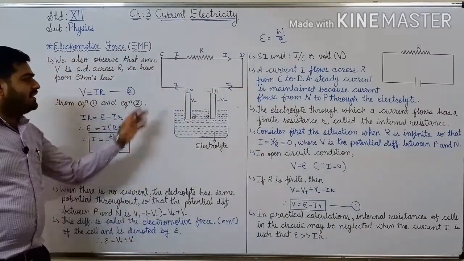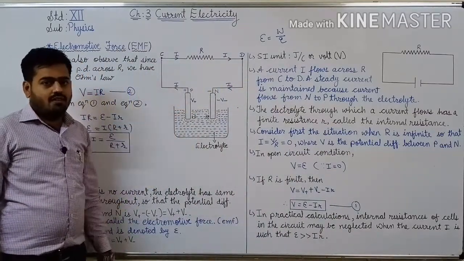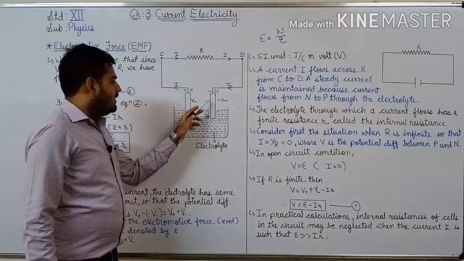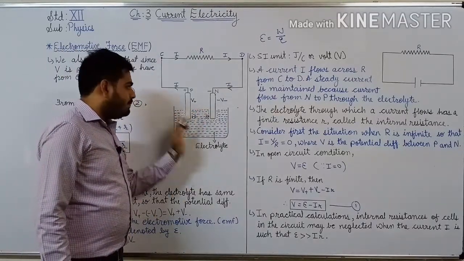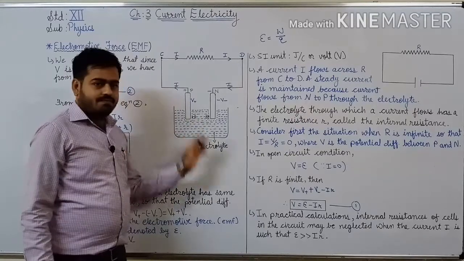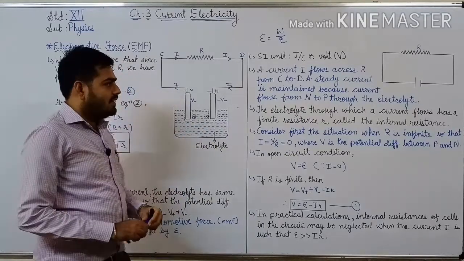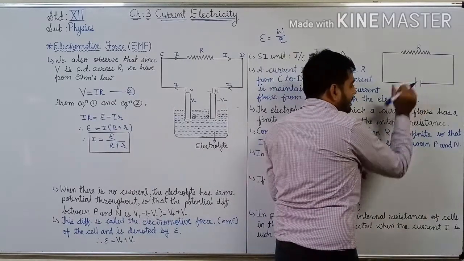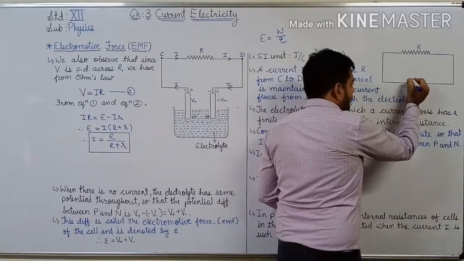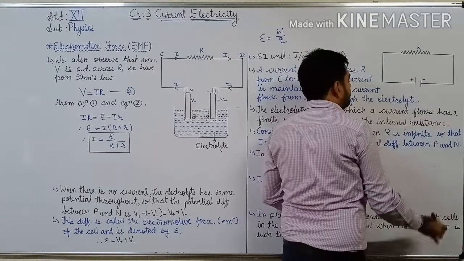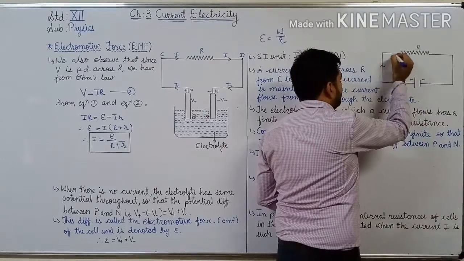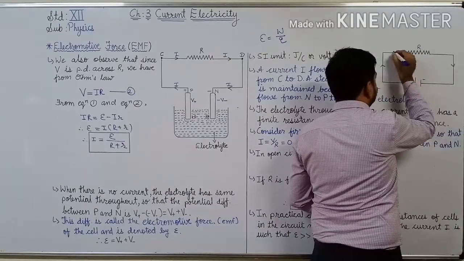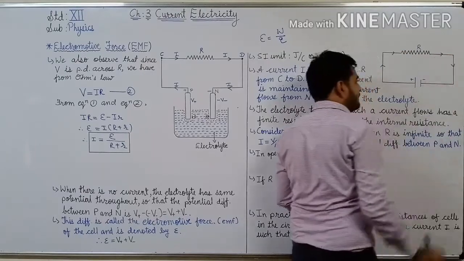A steady current is maintained because current flows from N to P through the electrolyte. What does it mean? From this you can see this is the electrolytic cell. This is the positive terminal, this is the negative terminal, and current is flowing in this direction, like this.